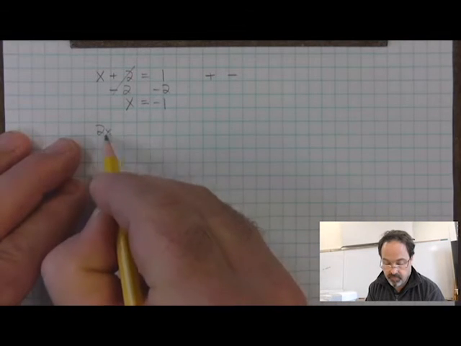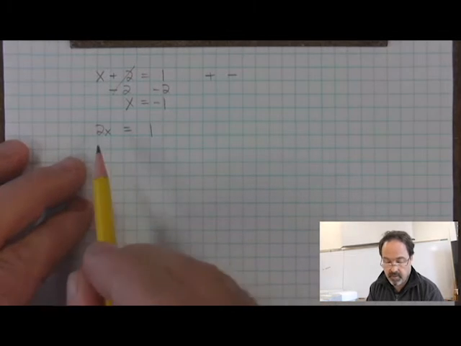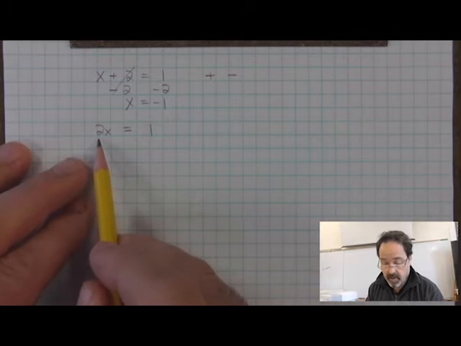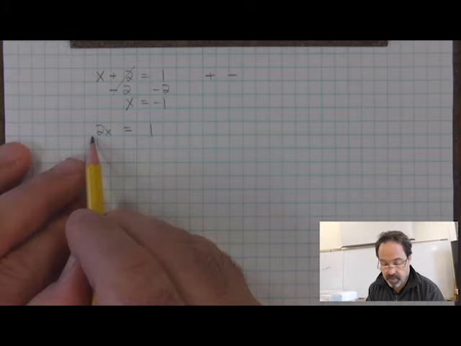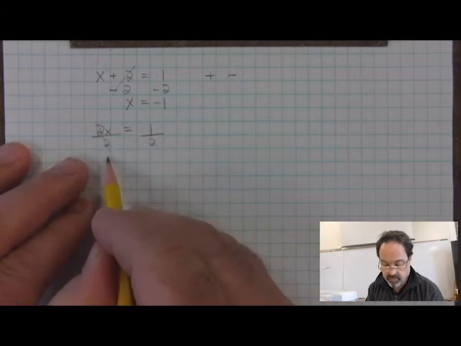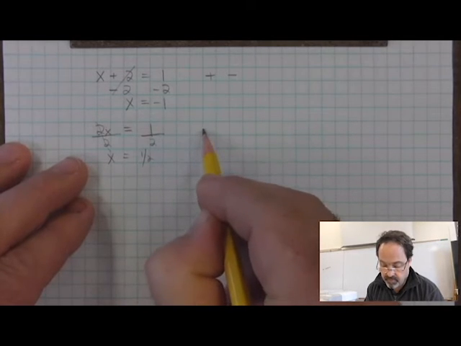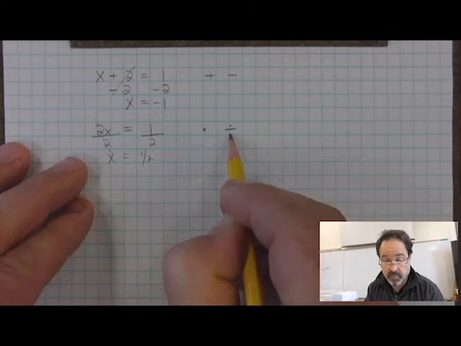Another example of inverse operations, 2x is equal to 1. We have multiplication here, and we know that the inverse of multiplication is division. So if we divide both sides by the same amount, it cancels out, leaving x. Multiplication and division are inverses of each other.